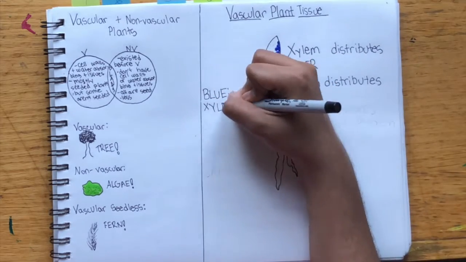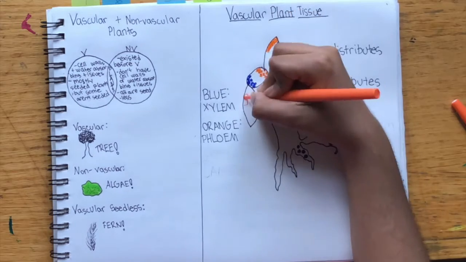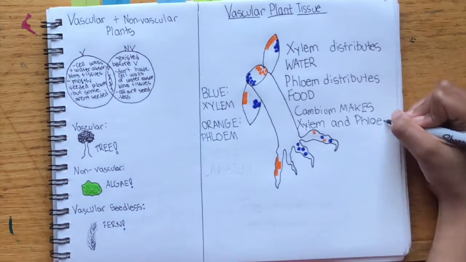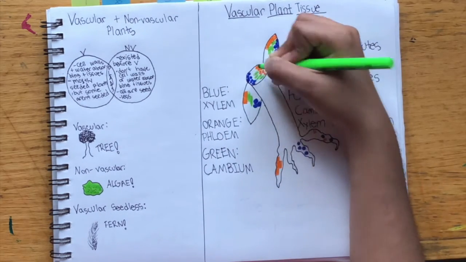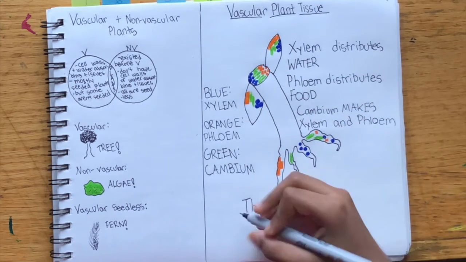Phloem is a group of cells stacked together in a tube-like way, forming vessels that distribute food to the plant. Finally, cambium is a group of cells that makes new phloem and xylem cells. It sits between the xylem and phloem cells and increases the thickness of the stem and roots.